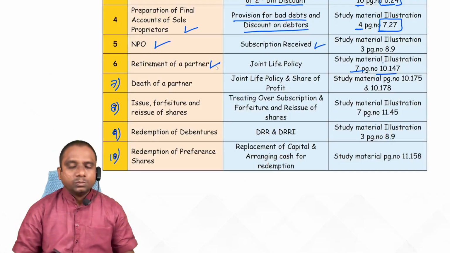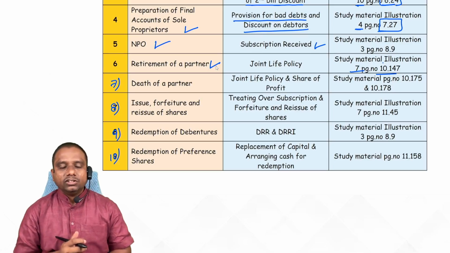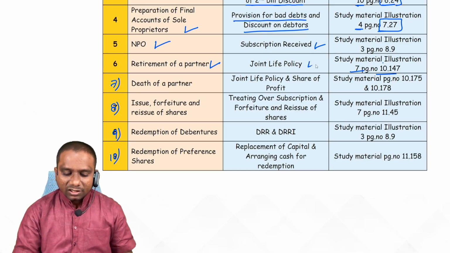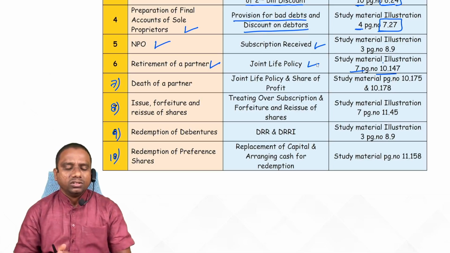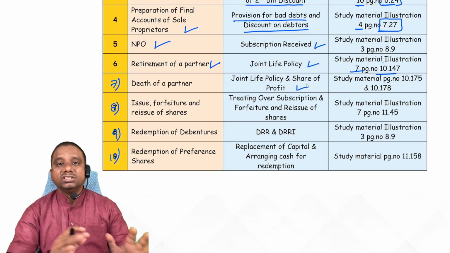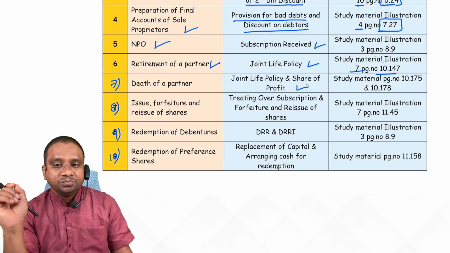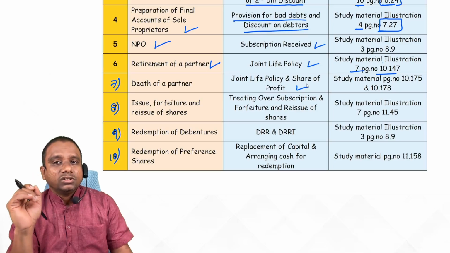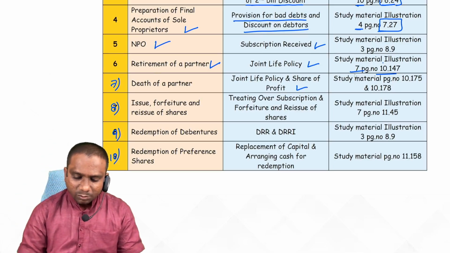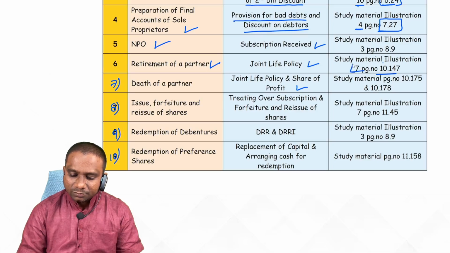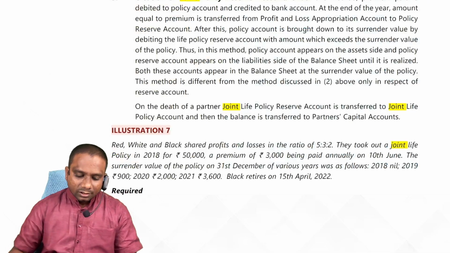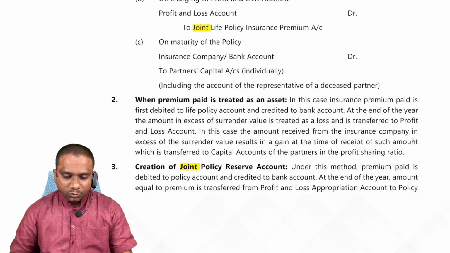Next important adjustment in retirement and death, student, regarding joint life policy. In retirement, joint life policy. In the death, both joint life policy and share of profit, calculation of share of profit. Two adjustments are very, very important. Now look at retirement of partner, study material illustration 7, page number 10.147. Observe, students.